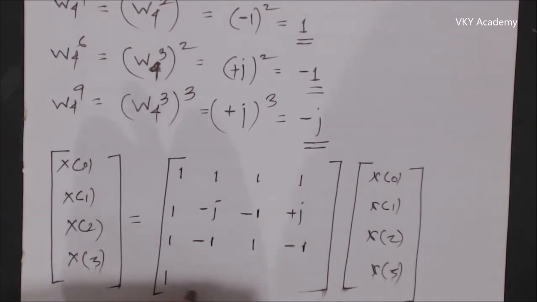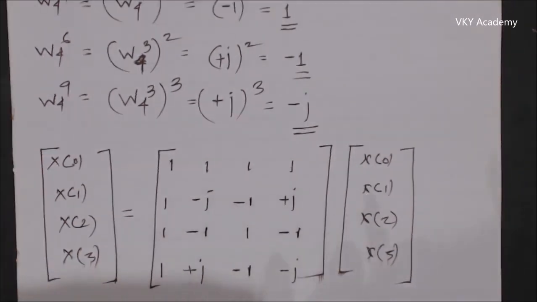The last row is W4 to the power 3, which is plus j, W4 to the power 6, which is minus 1, and W4 to the power 9, which is minus j. So this is my complete linear transformation matrix for the calculation of DFT. Now if we need to calculate the DFT of any discrete time sequence, we can put that discrete time sequence here and we can easily compute the value of DFT.